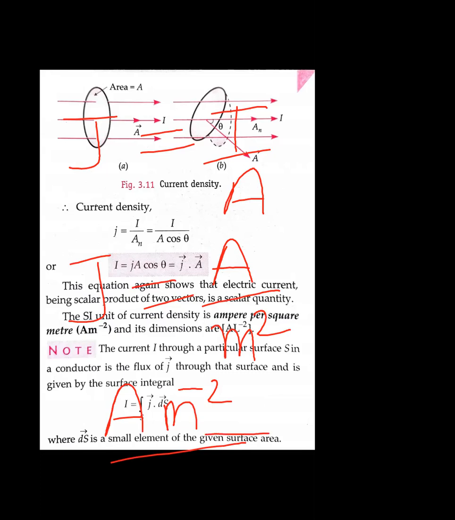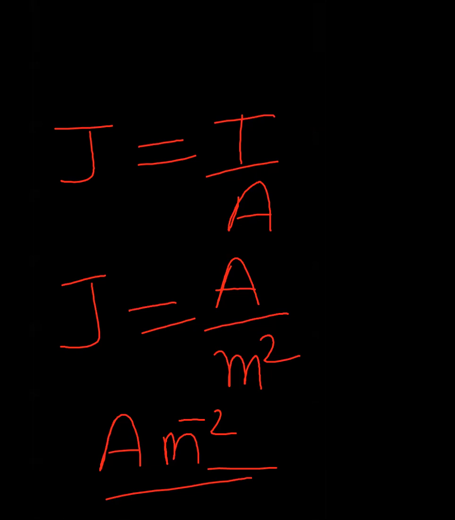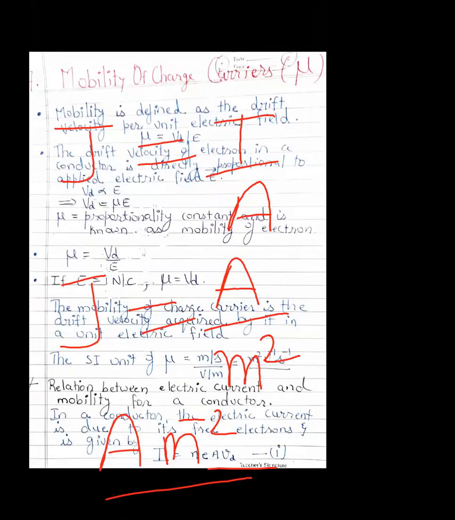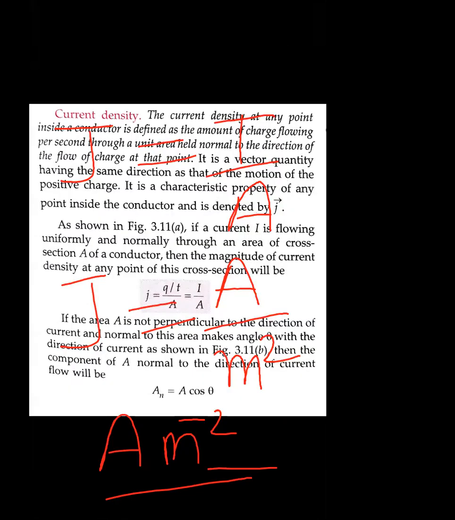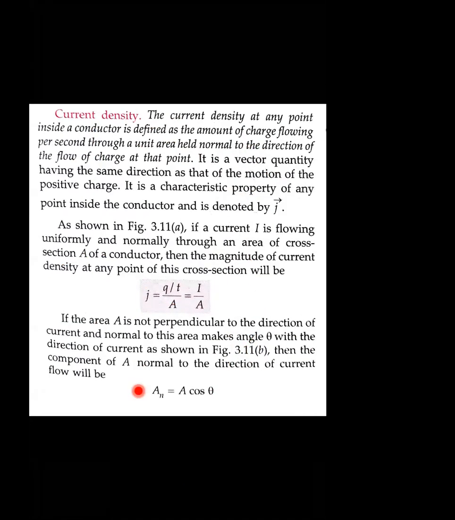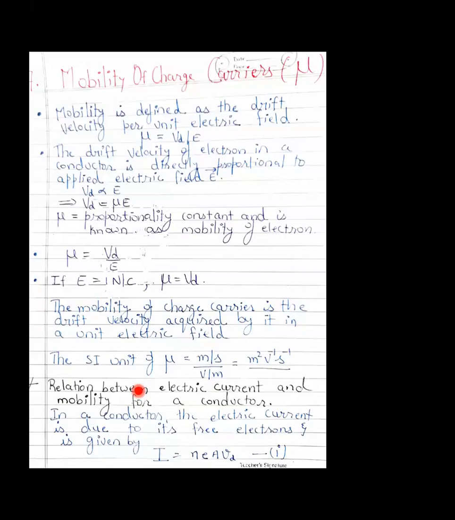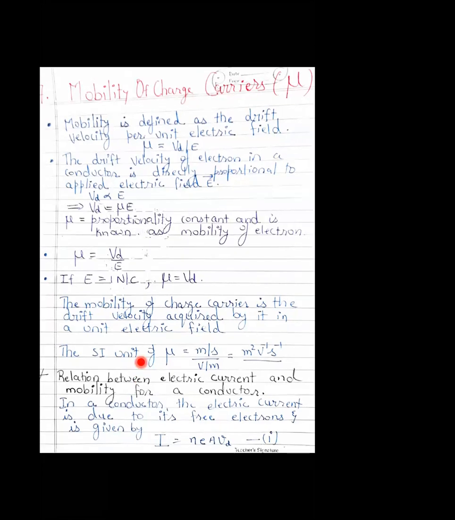Let's move to the next topic. I hope this is clear. Next is your mobility of charge carriers. Mobility of your charge carriers, right children? So mobility, we know, is to do with motion, that is movement. In electrical charges, we are aware that in a conductor it is the electrons that are moving, right? So with what ease are they moving?